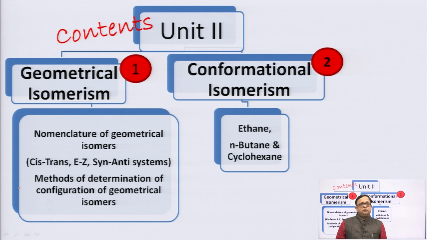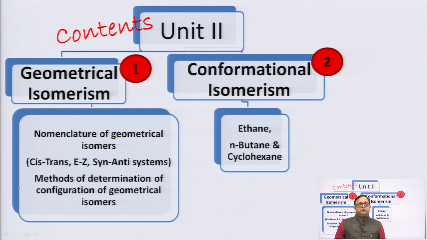After assigning the nomenclature to geometrical isomers, we have to confirm, we have to identify whether the given geometrical isomer possesses the desired configuration. So, in this section we basically discuss the methods to determine the configuration of the geometrical isomers. In this section we will discuss various physical and chemical methods.